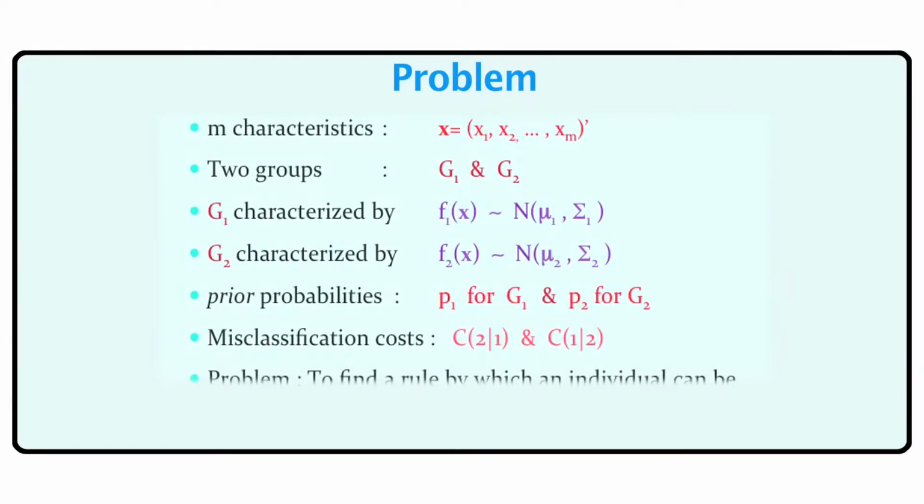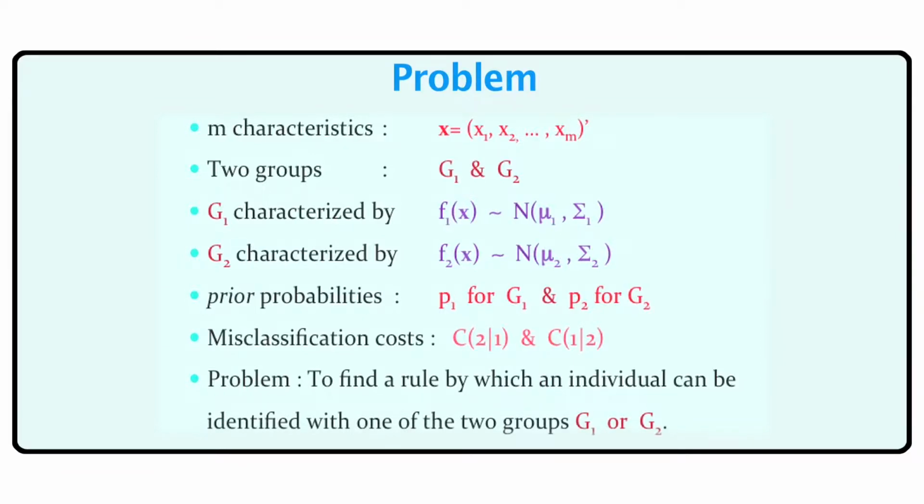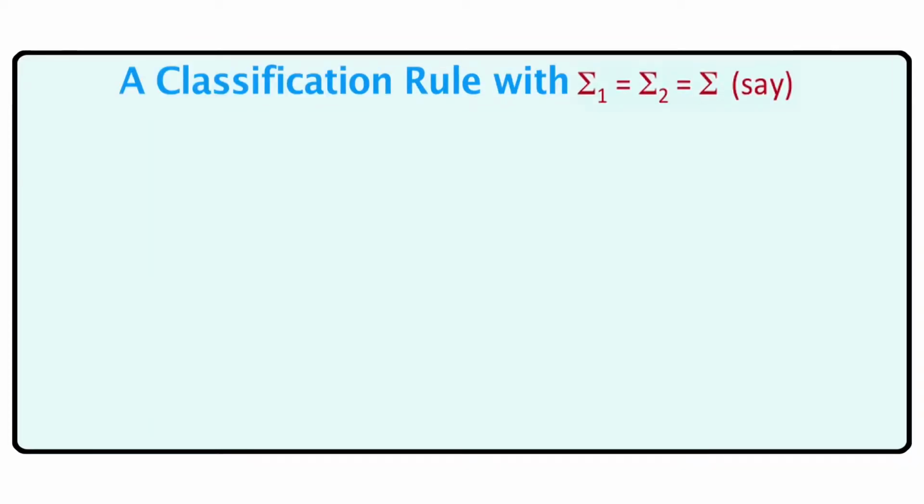The misclassification costs associated with the two groups are C(2|1) for group 1 and C(1|2) for group 2. The problem is to find a rule by which an individual can be identified with one of the two groups, G1 or G2. That is, to place this individual into either the first normal population group or the second normal population group. We first begin by looking at a classification rule when the two dispersion matrices are the same. That is, sigma 1 is equal to sigma 2. Let the common value of this be sigma.